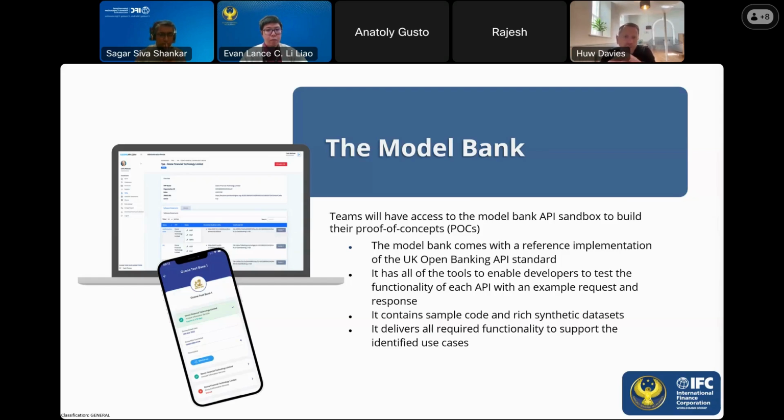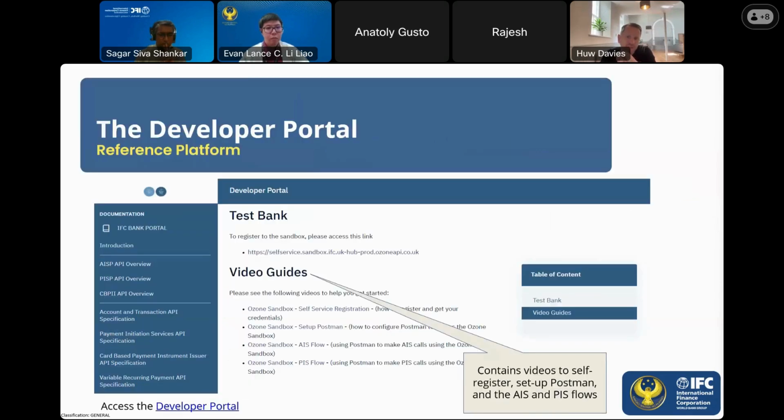Alongside the model bank, there's a rich developer portal, which effectively has all of the information and resources you need to understand how to connect to and build within the model bank. It's been designed to be pretty self-sufficient and do it yourself. Within there's all of the API documentation that you'll require, a series of video guides as well to help you with the step-by-step walkthrough of everything that you need to do to be able to connect to and build in the developer portal and to the model bank.